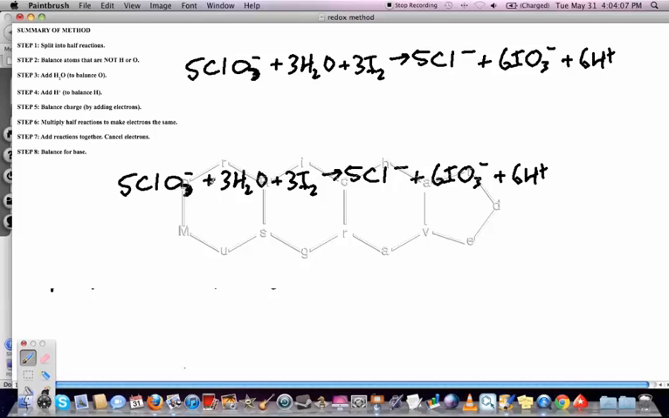And I'm going to now add as many OH minuses as I have H pluses. So I have 6 OH minuses added to this side, and I'll add 6 OH minuses to this side as well. Now when I do that, I see that my 6 H pluses and 6 OH minuses will cancel to give me water.